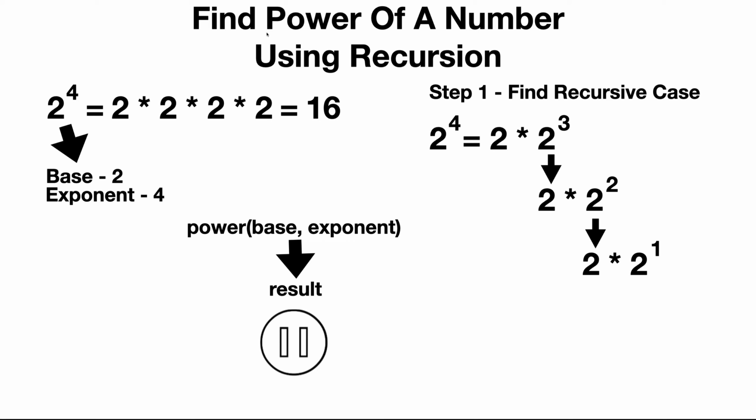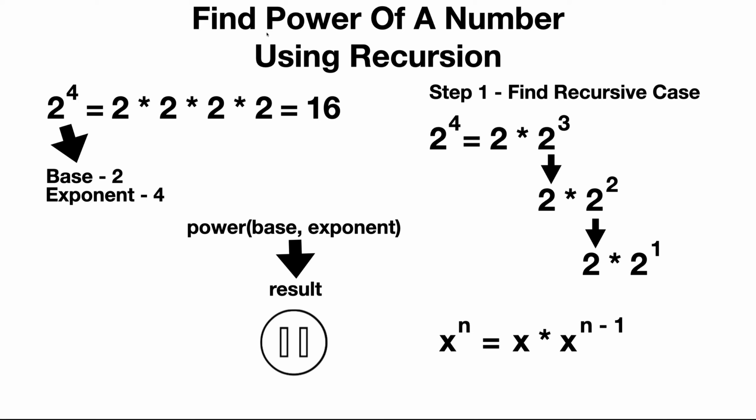And the recursive case to this problem can be represented as: any number x to the power n can be expressed as x multiplied by x to the power n minus 1. Right? Because 2 to the power 4 is equal to 2 multiplied by 2 to the power 3, which means that any number x with a power of n should be equal to x multiplied by x to the power n minus 1. This expression we can use to create our recursive case.